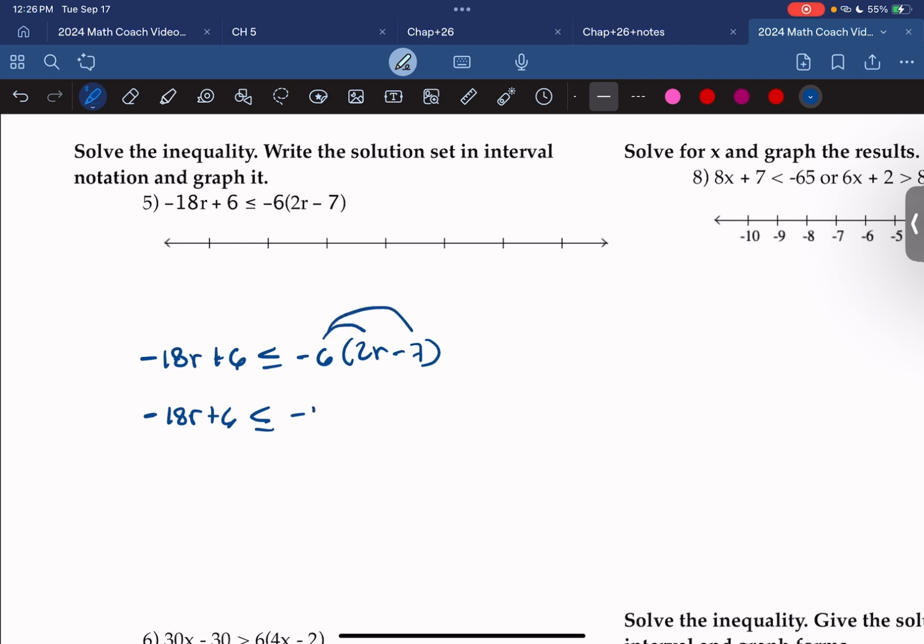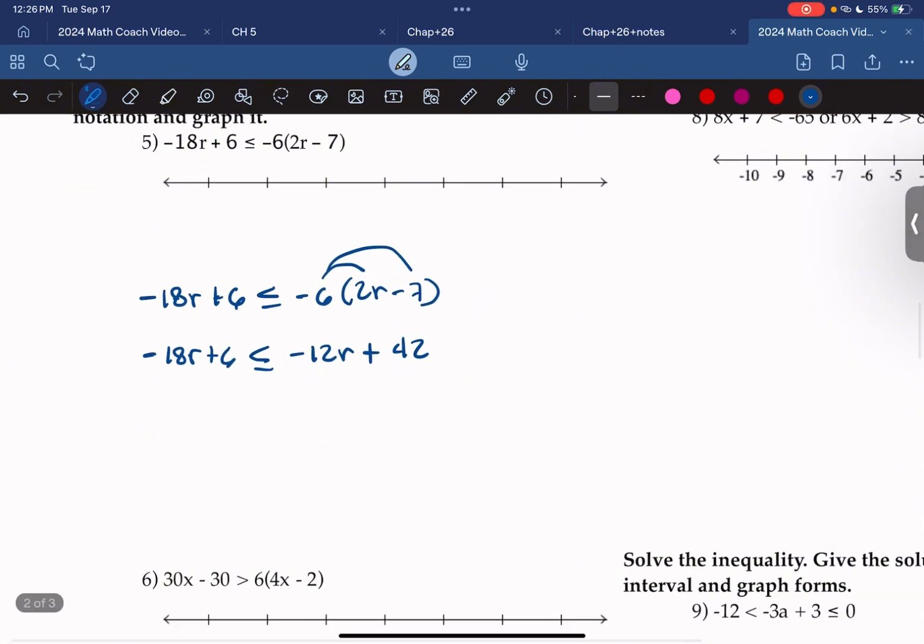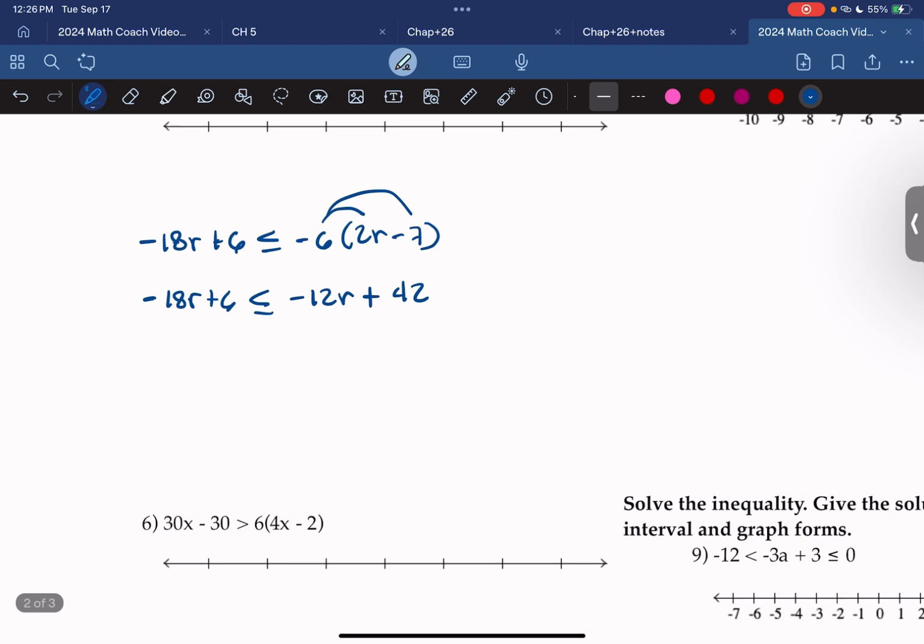So it's going to give us negative 12r plus 42, because it's a negative, and that's going to give us a positive. So now we would solve like any other equation. Let's do plus 12r, plus 12r, which is going to be negative 6r plus 6 is less than or equal to positive 42, minus 6, minus 6. Negative 6r is going to be less than or equal to 36.